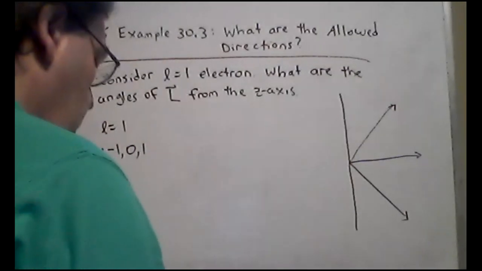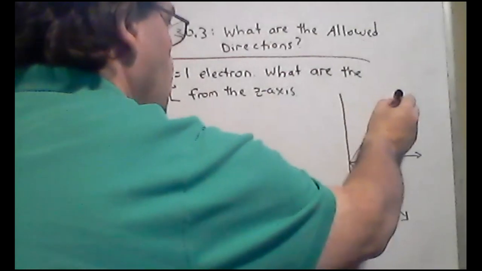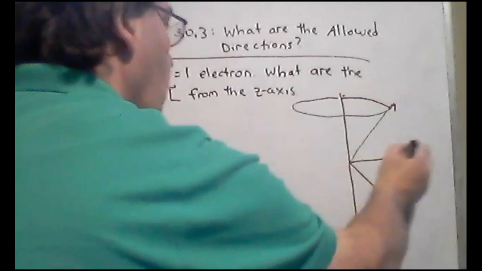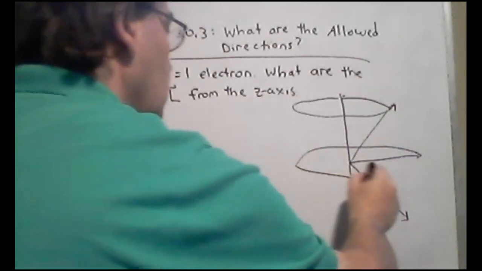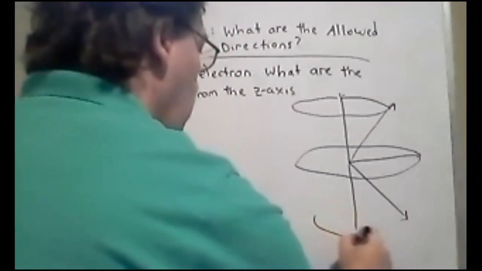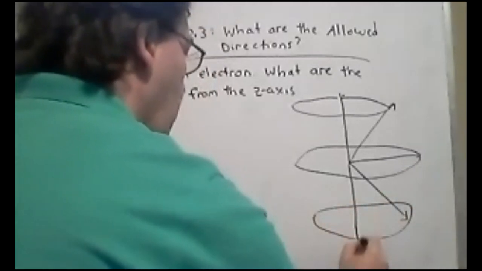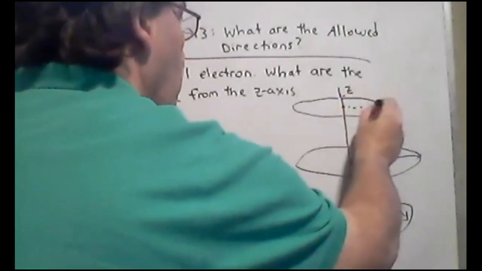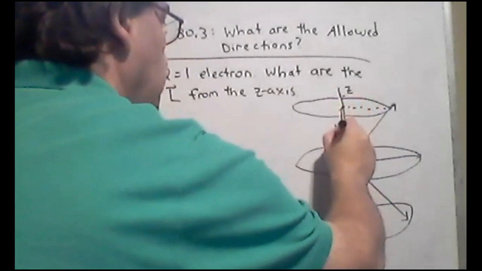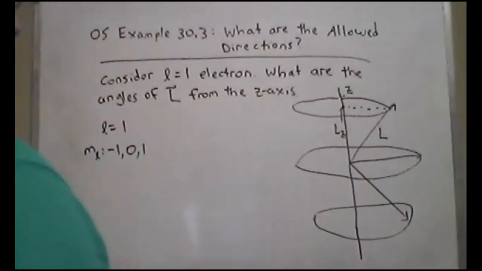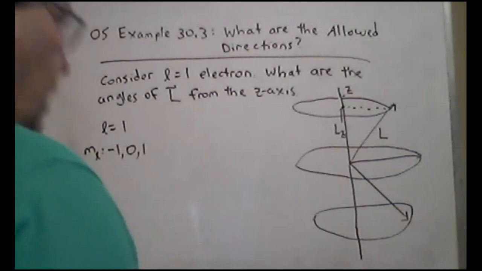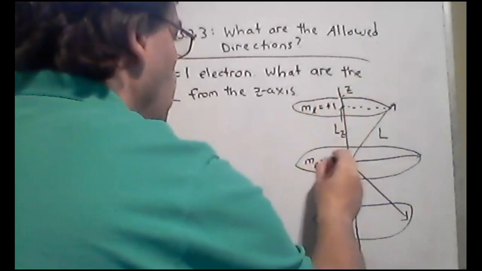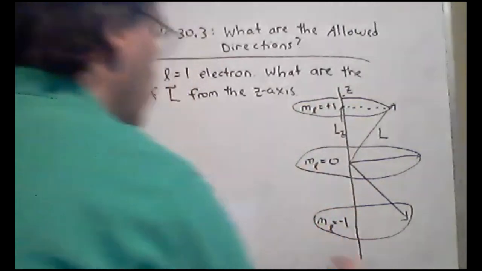Now, if the electron is orbiting at any of these, it's going to be orbiting in a circle. Apologize for my bad drawing here. This is my z-axis. In this particular case, this would be my value of L sub z, and this would be the magnitude of L. So again, we're talking about 3 different orbitals for the electron: m sub L equals positive 1, m sub L equals 0, and m sub L equals negative 1.